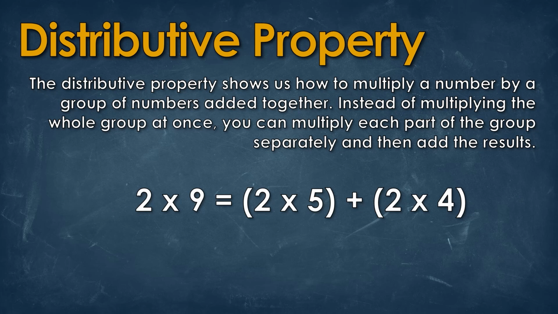Now let's take a look at the distributive property. Now the distributive property says that if we have a number, say 2, and we multiply that by 9, we can actually separate out two groups, where we have a group that is 5 and 4, which we multiply by 2 because 5 plus 4 is equal to 9.